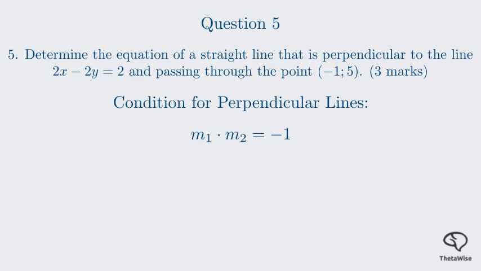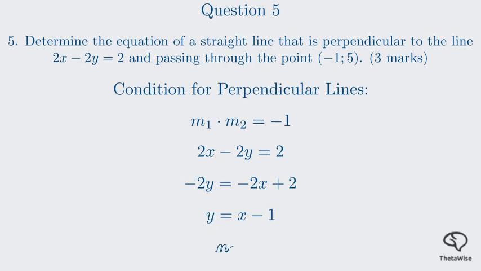So our first step is to find the gradient of the given line, 2x minus 2y equals 2. We'll call this gradient m1. To do this, we need to put the equation in the y equals mx plus c form. We rearrange 2x minus 2y equals 2. Subtract 2x from both sides to get negative 2y equals negative 2x plus 2. Then divide by negative 2 to get y equals x minus 1. The gradient, m1, is the coefficient of x, which is 1.